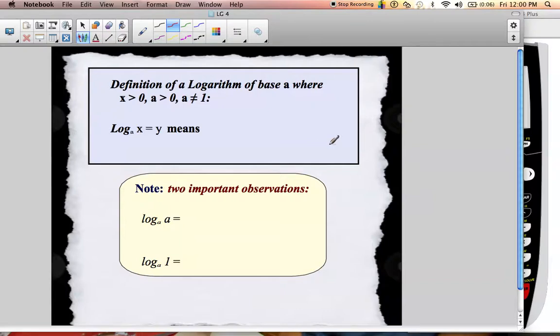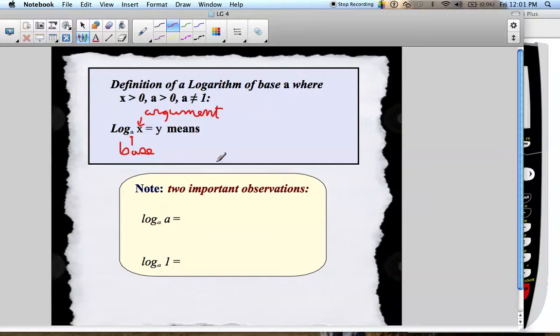So let's have a look now at the definition of logs, where our base is a. So right down here, our base is a. Right here, there's our base. This is called the argument. The argument, and this is the base. So this guy is the base, and that's the argument.